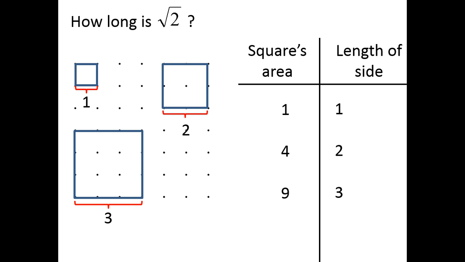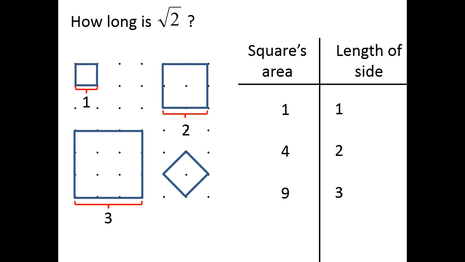Well, think about these squares. We can measure how long 1 is, or 2 is, or 3 is by looking at the length of the side of the square. And we can get to those numbers, 1, 2, and 3, by taking the square root of the area of the square. So if we can just find a square that has an area of 2, then we know that the length of the side of the square will be the square root of 2.